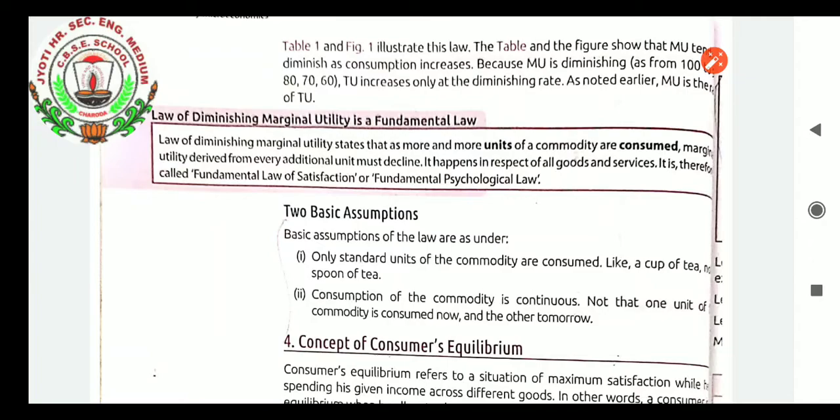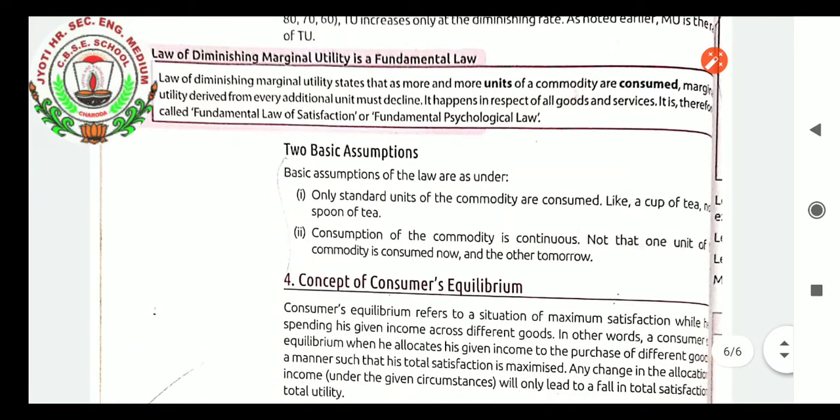Two basic assumptions of this fundamental law: first, only standard units of the commodity are consumed, like a cup of tea, not one spoon of tea. It must be complete, the whole thing we have to take. So one cup of tea can be there, not one spoon of tea. The second assumption says that consumption must be daily and regular, not occasional. Consumption of the commodity is continuous, not that one unit is consumed now and the other tomorrow. That must be the focus. Then only you will be able to learn the law of diminishing marginal utility.